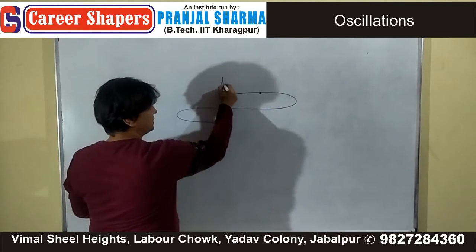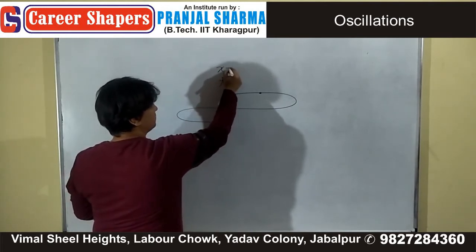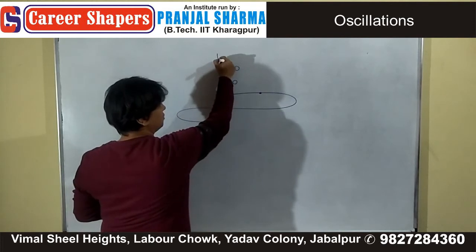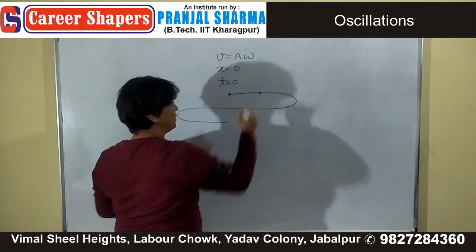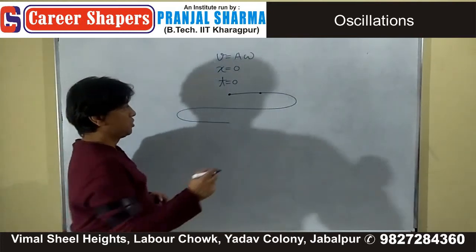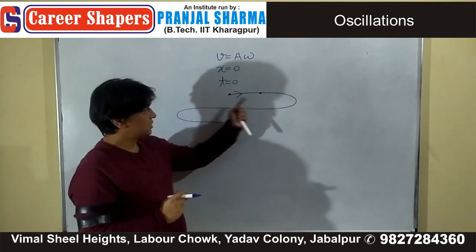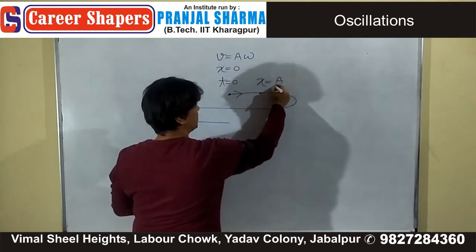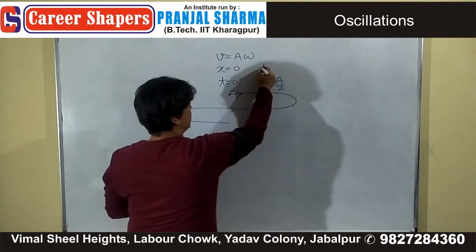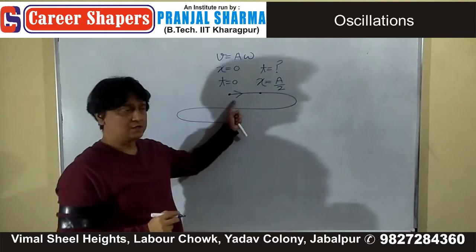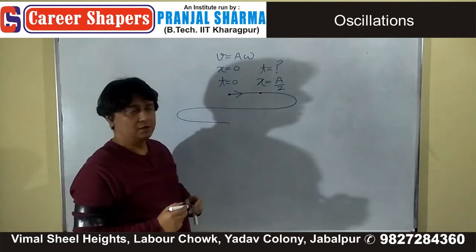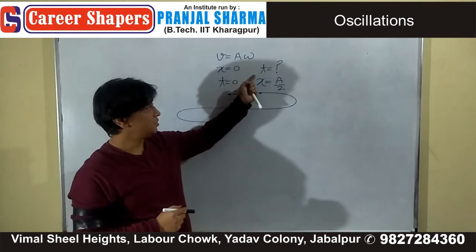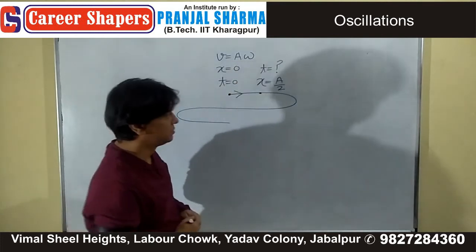Question says that at t=0, x is 0. Object starts from the mean position. Remember, it doesn't mean that v is 0, because v at this instant will be maximum, which is Aω. So the object is moving towards half of the amplitude position, which is this. Right here, your x is A/2. And we need to find the time which this object takes to reach this position starting from the mean position. You can pause the video and find the time yourself, or you can see the solution.